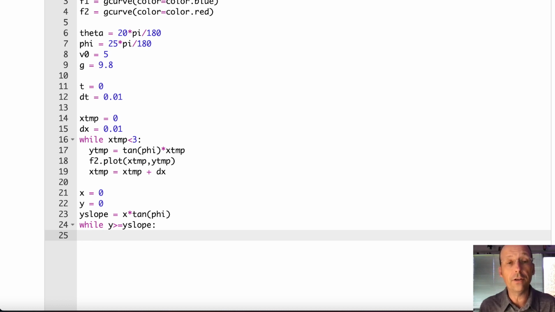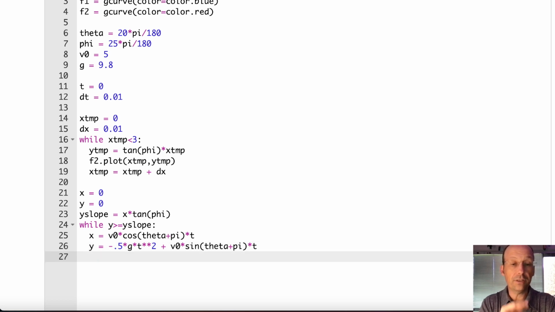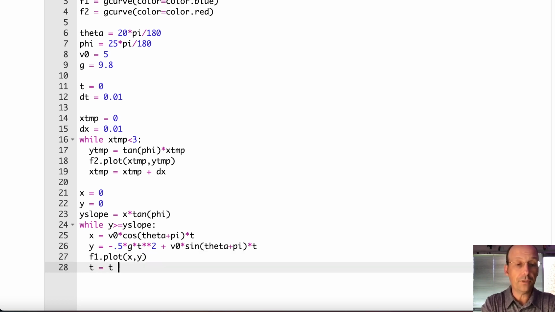Okay, so the first thing I want to do, well, I already know the equations of motion. I can just calculate x and I can calculate y. So let's just say x equals v0 times cosine of theta plus phi. Remember, that's what I said. Times t. Y equals negative 0.5 times g times t squared plus v0 times sine of theta plus phi times t. So that'll just calculate my x and y values forever. Let's plot those. F1 dot plot x, y, and then I'm going to increase time. T equals t plus dt. And that should work. I should have that curve of a graph. It should be fine. Let's just see.